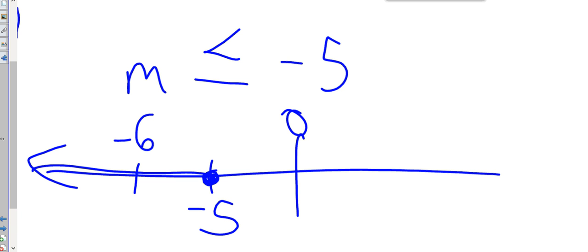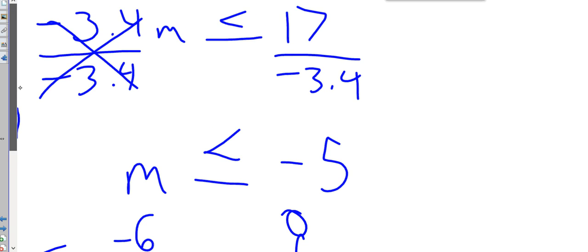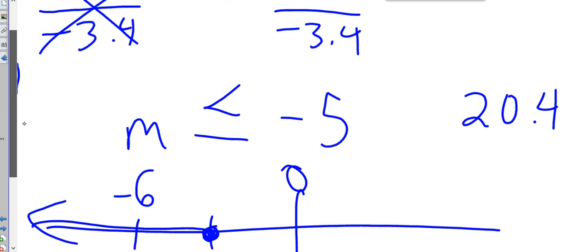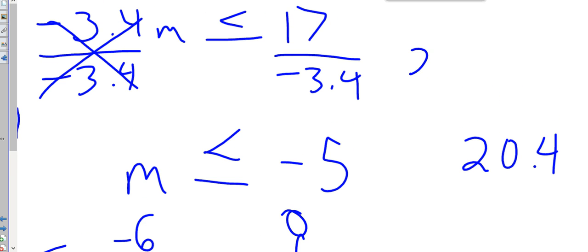Now negative 6 is going to be the next easiest number to use, so let's go back and plug that in. So if I take negative 3.4 and multiply by negative 6, I would get an answer of 20.4. And so what this says is that 20.4 should be less than or equal to 17. All of your math senses are suddenly jumping up and saying, no, that's not true. 20 is not less than 17.